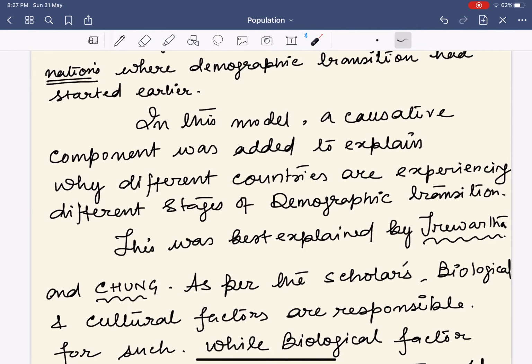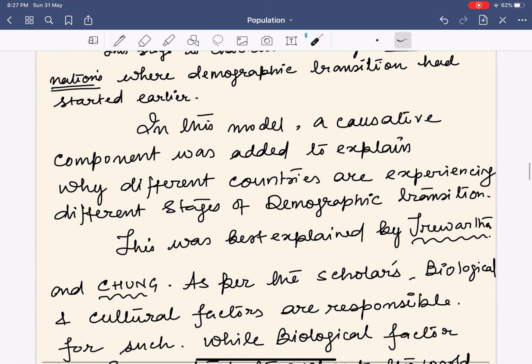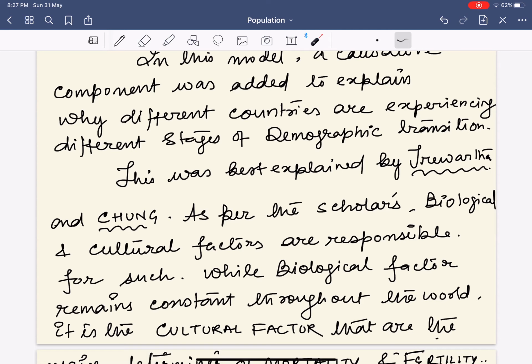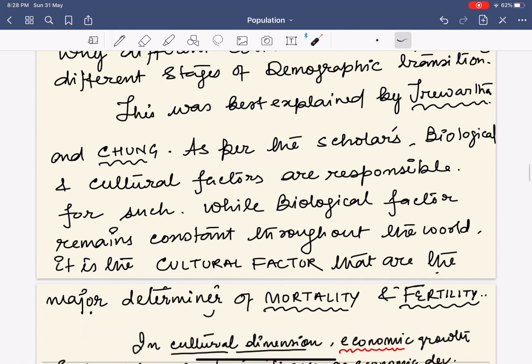Now, in this model a causative component was added. What is the causative component? It says that different countries, if we look at India, China, or Europe, each face different stages of demographic transition. So they asked why they are facing such conditions. Trewartha and Chung, two great scholars, said that the basic reasons for such a transition are biological and cultural factors. The biological factor is the same throughout the world, but the cultural factor differs.